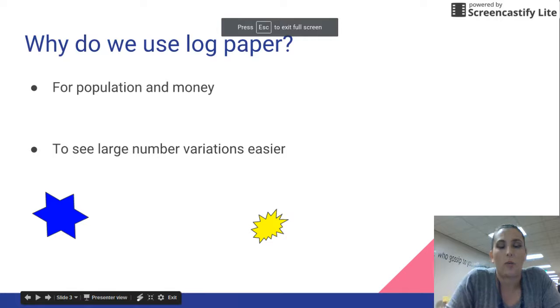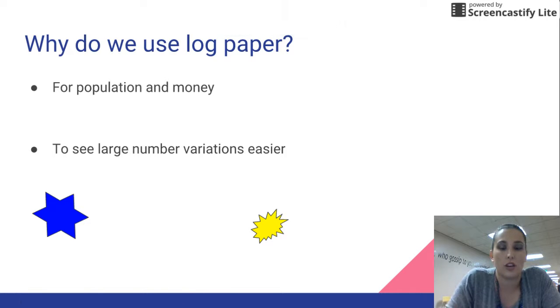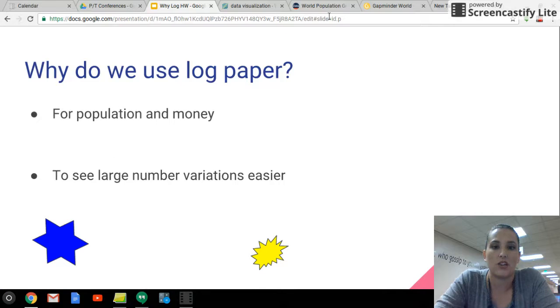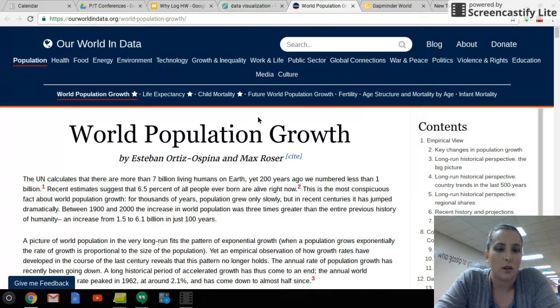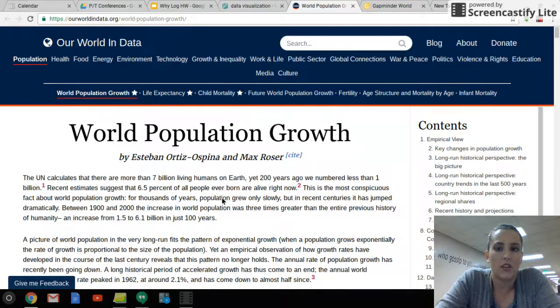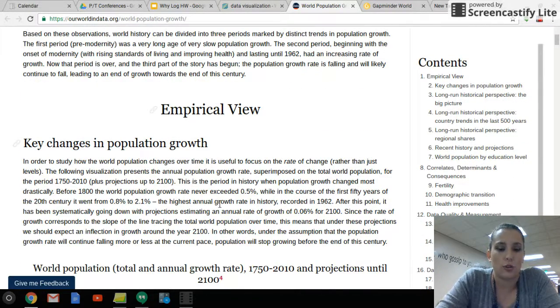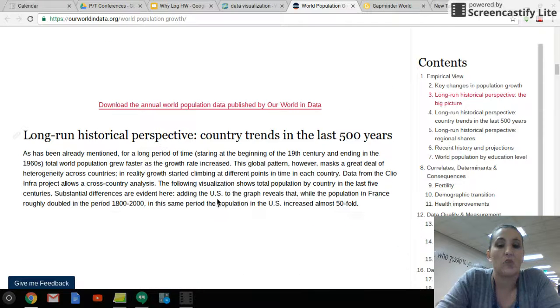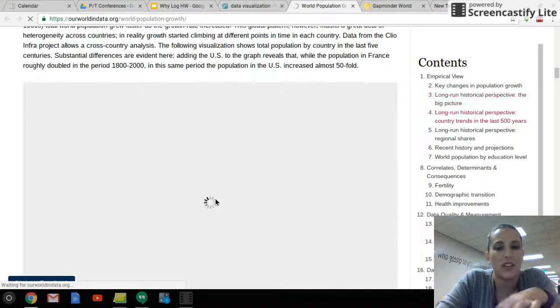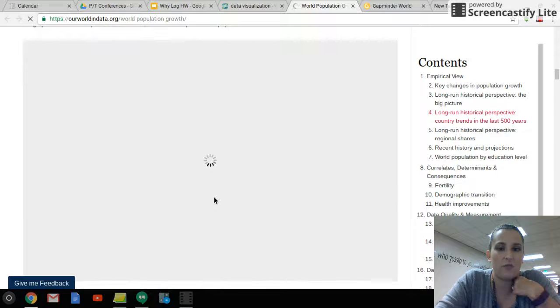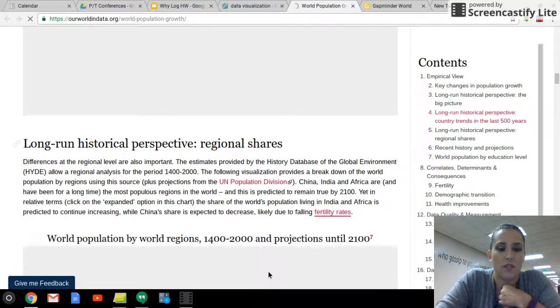We use it a lot for population and money because they're such large numbers, and using log stretches them out so that we can see all of those number variations. So, for example, in this chart, we can look at a traditional linear exponential growth and switch it to log with the same data points in there, and you can see how it flip-flops back and forth.